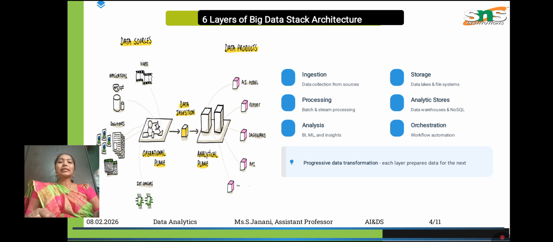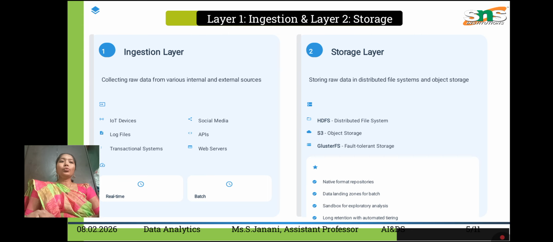Here are the six layers of big stack architecture: ingestion, storage, processing, analysis, analytic stores, and visualization. In layers 1 and 2, we are going to see about data collection. The first concept is data collecting, which is represented as the data ingestion layer. These tools are used to collect data continuously, for example Kafka and Flume. They act like messengers to bring the data from one place to another. Sensors used in roads, hospitals, and buses send data to the control room.